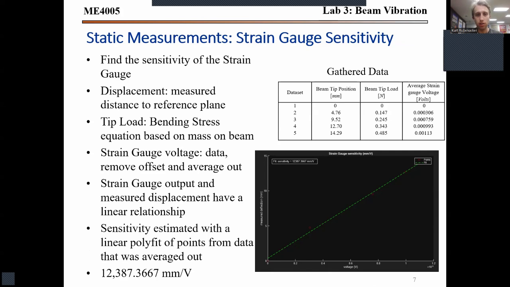First, for the strain gauge sensitivity, we want to find the sensitivity of the strain gauge. It's very important. That's really the whole idea: to see how sensitive it is. Then we want to measure the distance to the reference plane. For the tip load based on the mass on the beam, for the strain gauge voltage, you need to remove the offset and then average it out to get a more accurate answer. Then the output of the strain gauge and the displacement have a linear relationship. You do this with a polyfit from the points that are averaged out. In the end, we got a sensitivity of 12.387 millimeters per volt, which is very close to the correct answer, or what is expected.